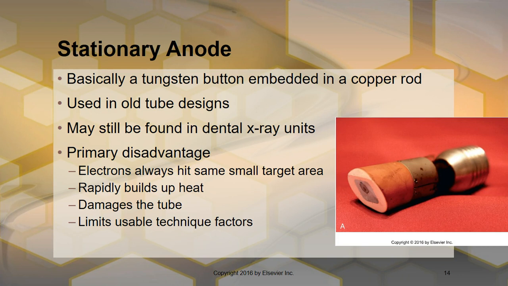Because the electrons always hit the same area, so if you think about the tube and they're bombarding the target right here, then that right there is going to start bending because of the constant bombardment. And it will build up heat, and then it damages the tube. And because of that, we can only use certain techniques. You cannot get up really high on the kVp or the mass, therefore you can't take a lot of X-rays. That's why it still works in a dental unit, because it doesn't take very much to X-ray our teeth.